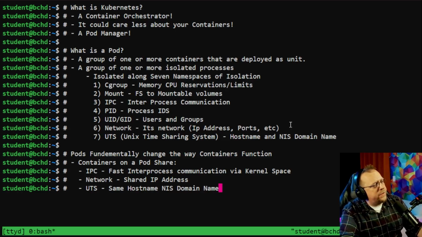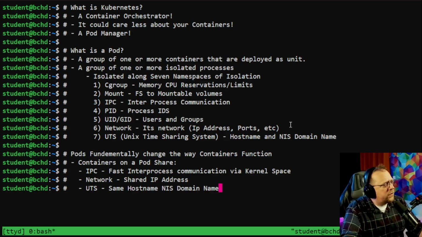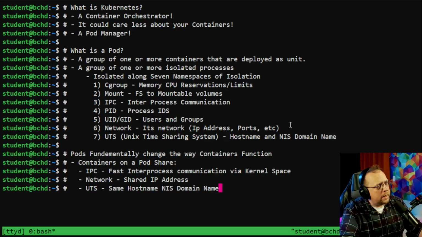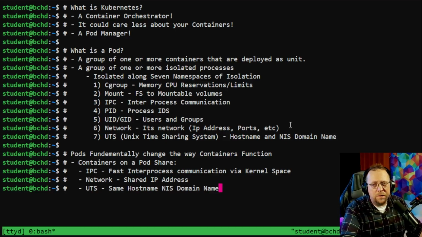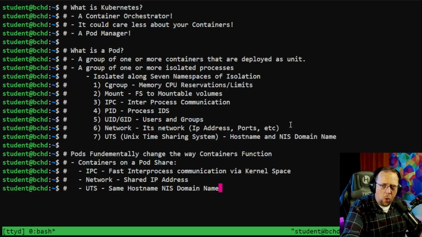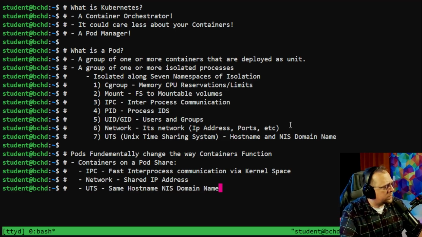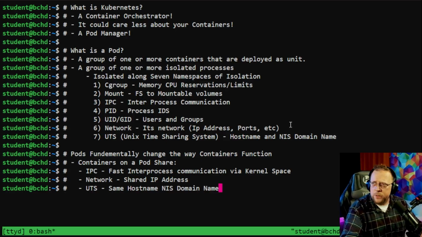So now what we got is an understanding that Kubernetes is a container orchestrator. It doesn't care about your containers. It manages pods. And a pod is simply a group of one or more containers that are deployed as a unit. We refreshed our memory as to what a container actually is. It's simply an isolated process. That's one part of the container definition. The other part is that it can be packaged idempotently and deployed predictably as a result of its packaging. That's important to mention too. And then finally, pods fundamentally change the way that containers actually function.